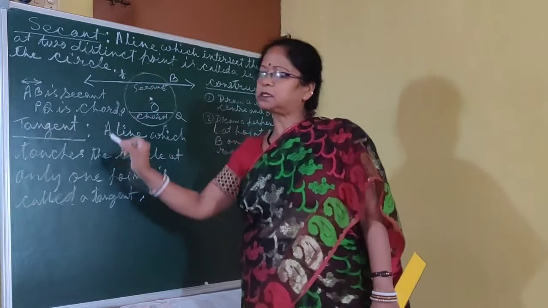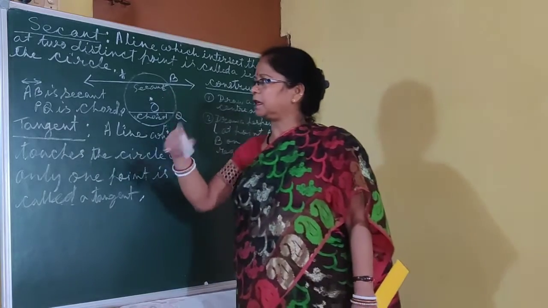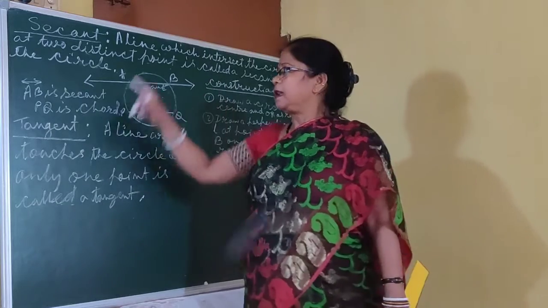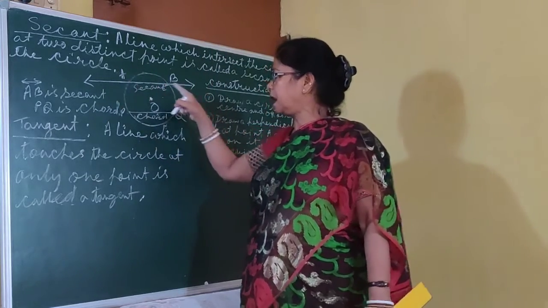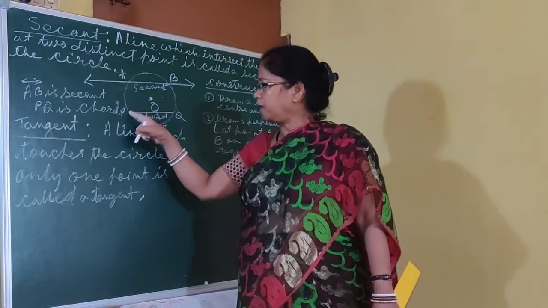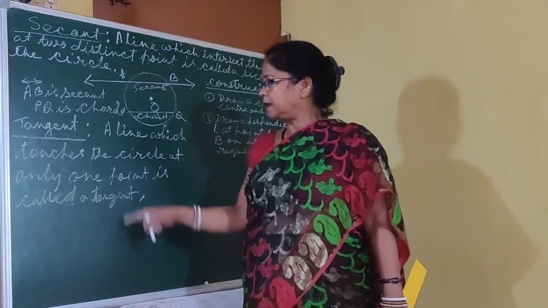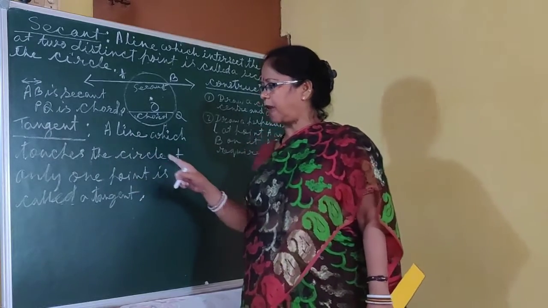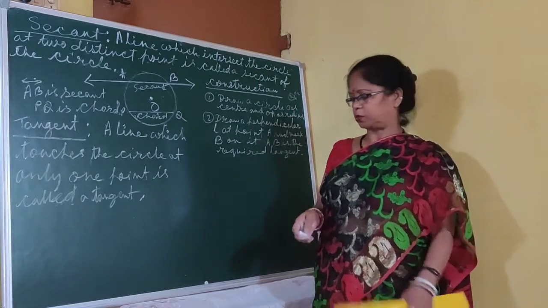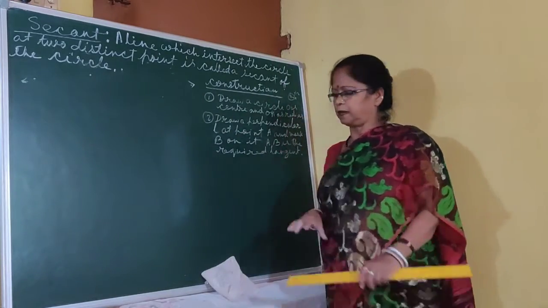So these three terms are similar, but the meanings are different, and children get confused about what is a secant, what is a chord and what is a tangent. A secant is a line which intersects the circle at two distinct points. A chord is a line which touches two points inside the circle. And a tangent is a line which touches the circle at only one point. Now how to construct a tangent, I will show you. This is the definition. Tangent construction: draw a circle.